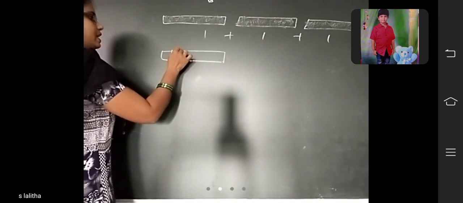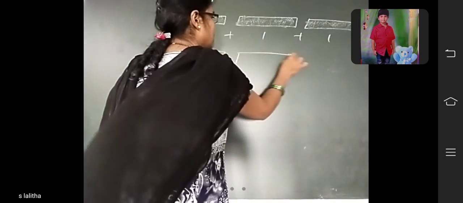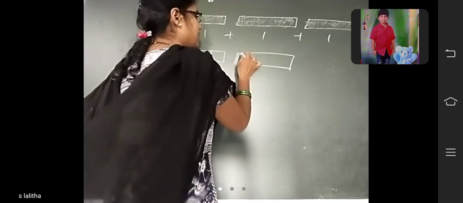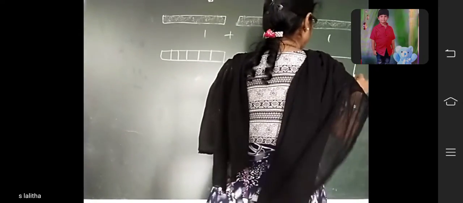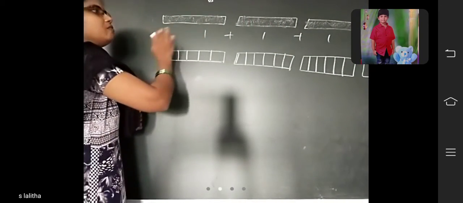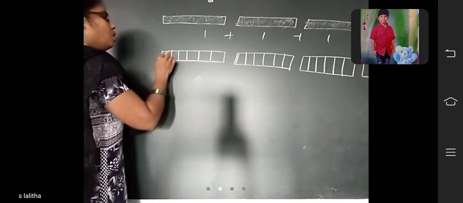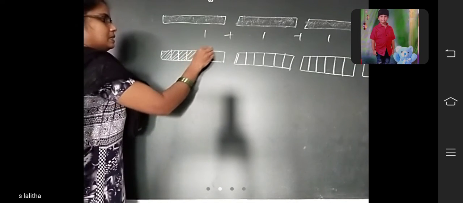So this box can be divided into 6 parts: 1, 2, 3, 4, 5, 6. The next box also divide into 6 parts: 1, 2, 3, 4, 5, 6. The next one also 1, 2, 3, 4, 5, 6. The next box divide into 6 parts: 1, 2, 3, 4, 5, 6. So here the total is 1 only now. So you should shade all the parts.